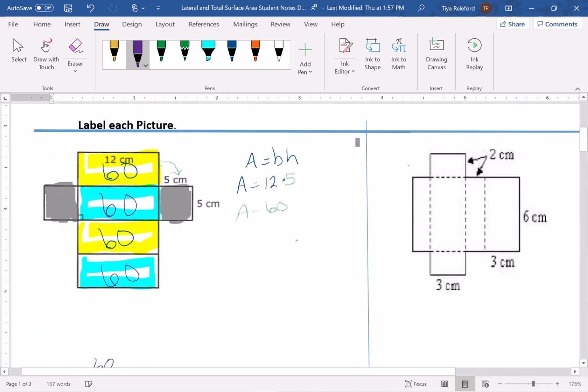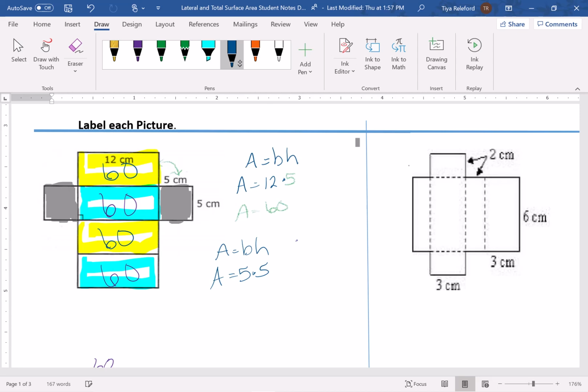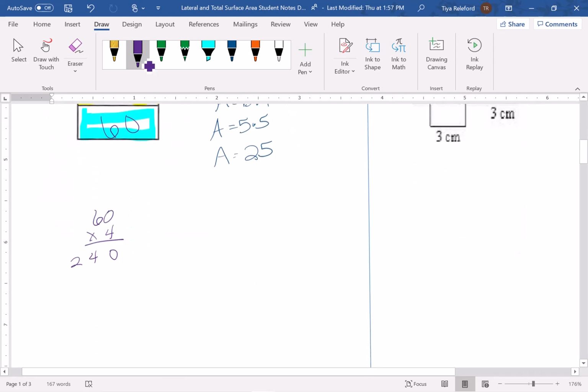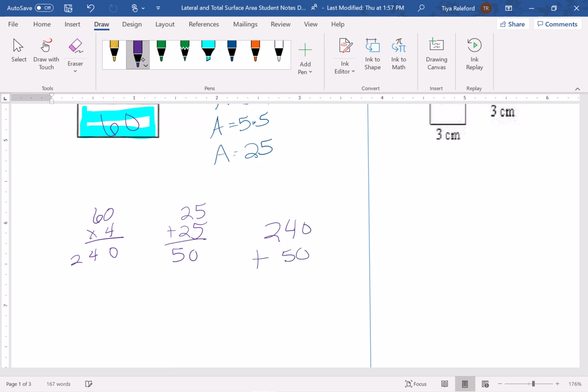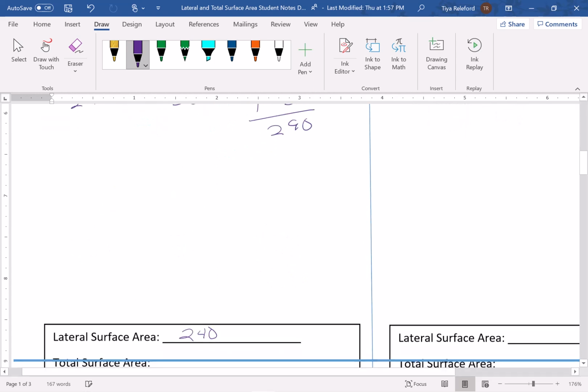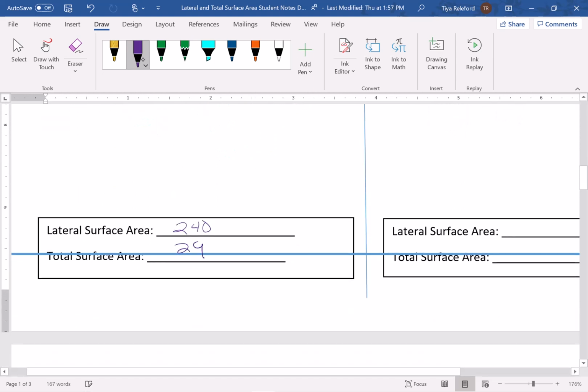Now, for total surface area, we're going to add these bases in. The shape of that base is a square, so we're going to use our rectangle formula. It's 5 and 5, so each of these is 25. You need to write 25 inside those rectangles, because you're going to add the bases together, and then add the lateral surface area plus the bases to get the total surface area.